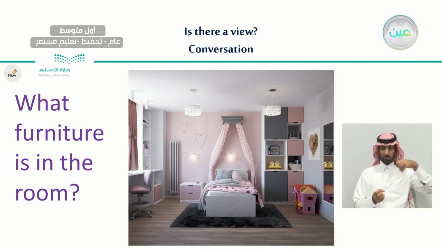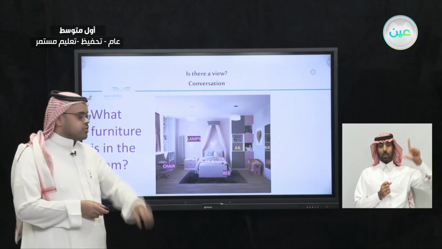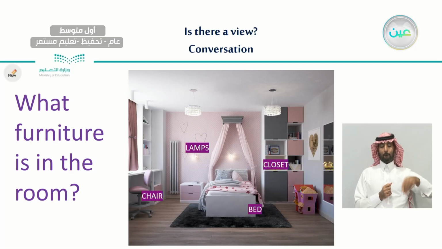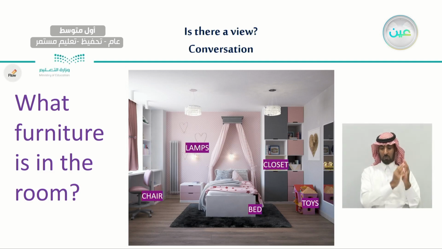So let's see what kind of furniture we have in this picture. Very good. Here we have a bed, excellent, and a chair, very well, and lamps. You see those lamps? Very short, very little lamps. And also here we have a closet where we put our clothes and our books, okay? And here we have toys.